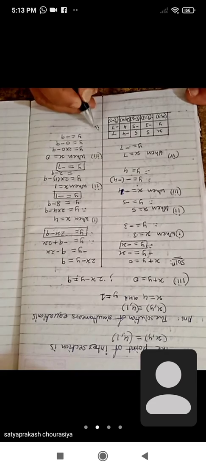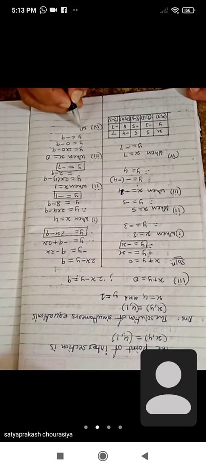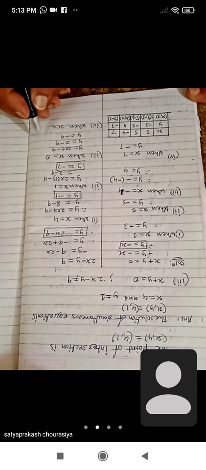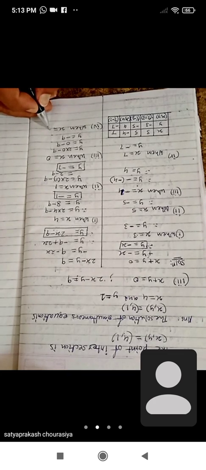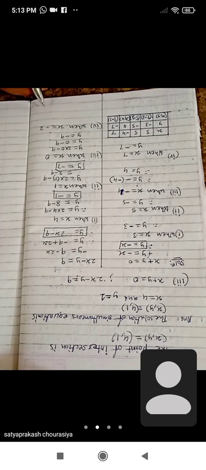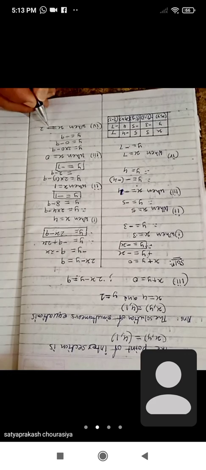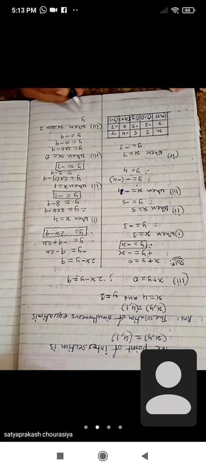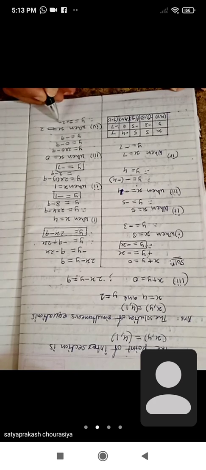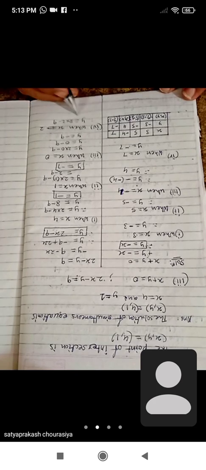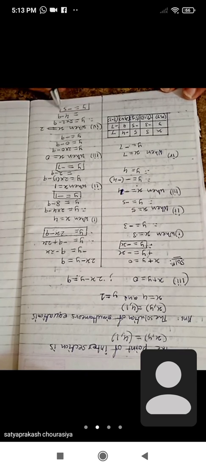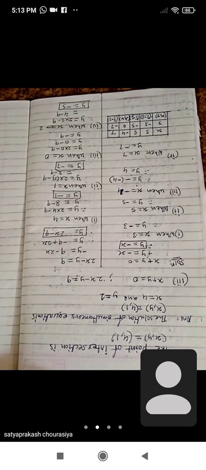Next, fourth point, point number 4, when x is equal to 2, then y is equal to 2 into 2 minus 9. 2 2s are 4, 4 minus 9 is equal to minus 5. So y is equal to minus 5. So here we have found the 4 points. Now write them down in a table.